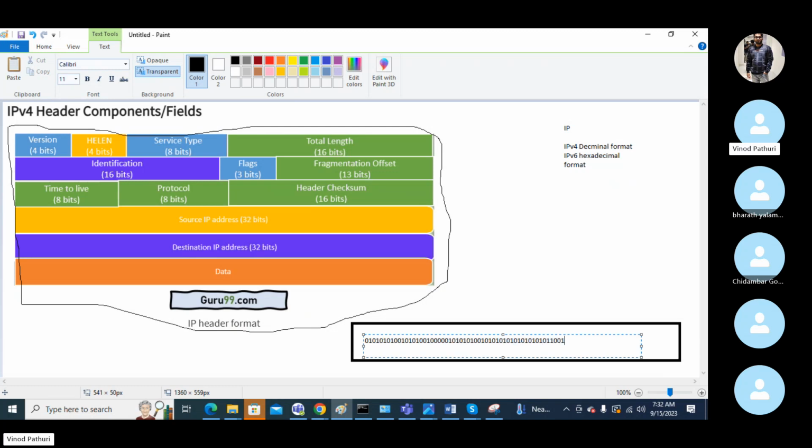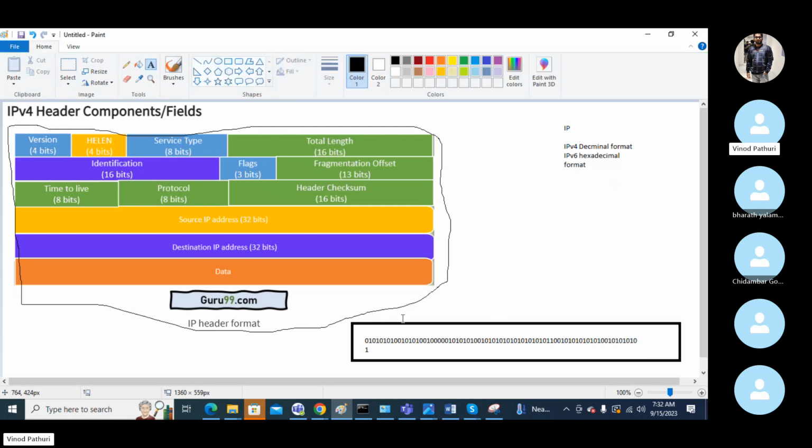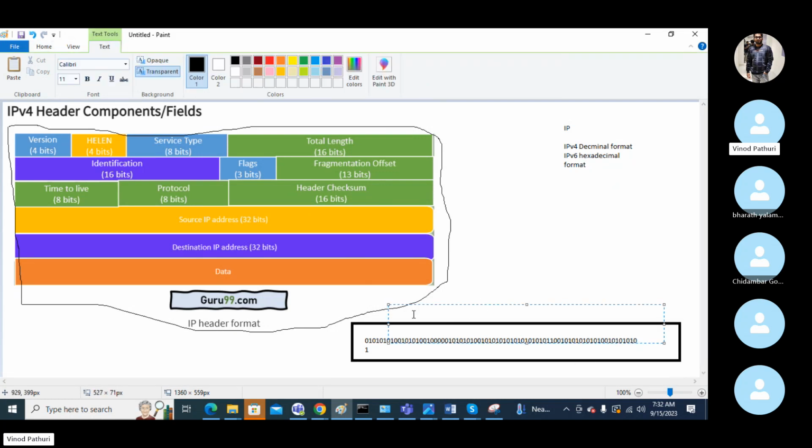Whatever the data is, it will be defined in this way only. I'm just taking it as an example. It looks like this, but in a real scenario, how will we see it? 192.168.1.1. Okay, so here the first field is version. It has 4 bits.